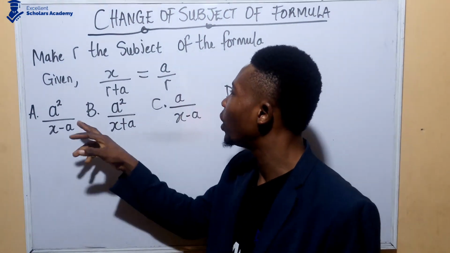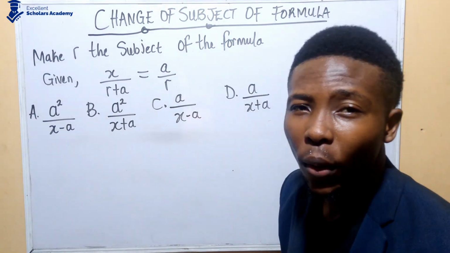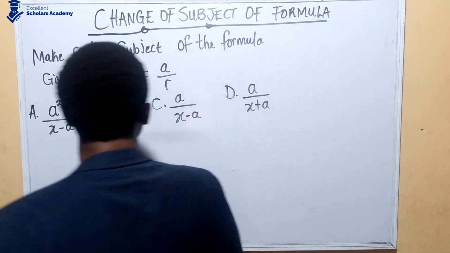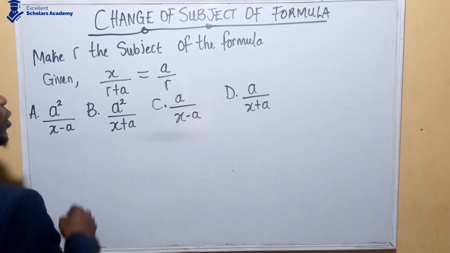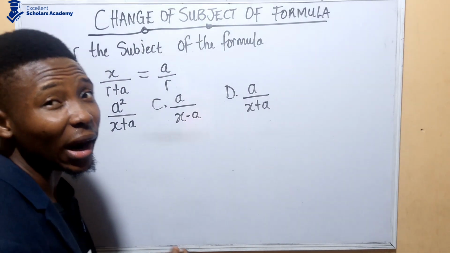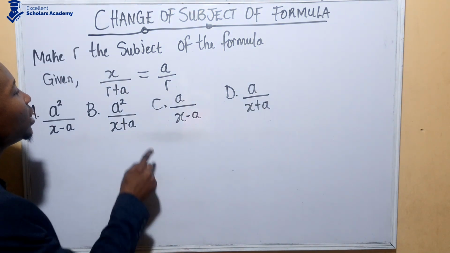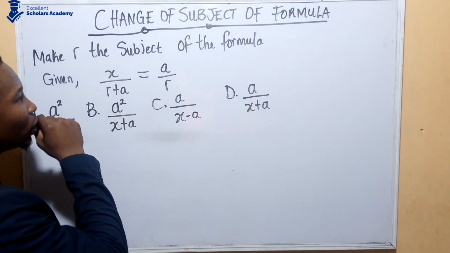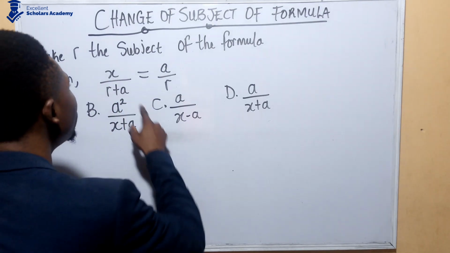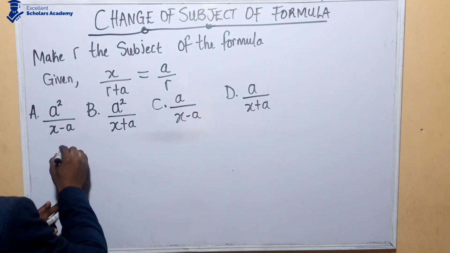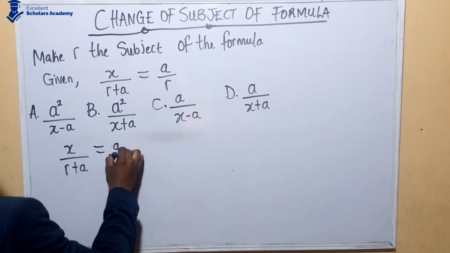Make R the subject of formula given that X over R plus A is equal to A over R. Now, what can we do here? You want to make R the subject of formula, meaning you want to make R the boss. One of the best things we can do here is to cross multiply.